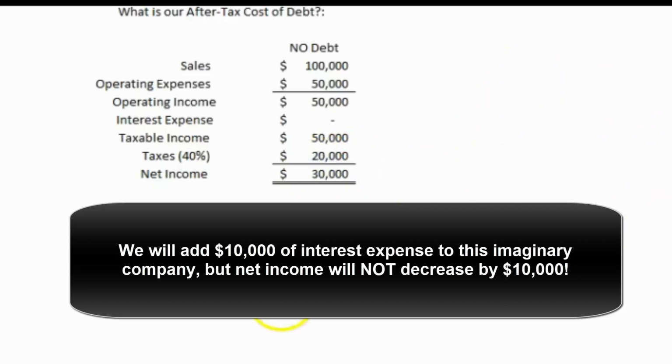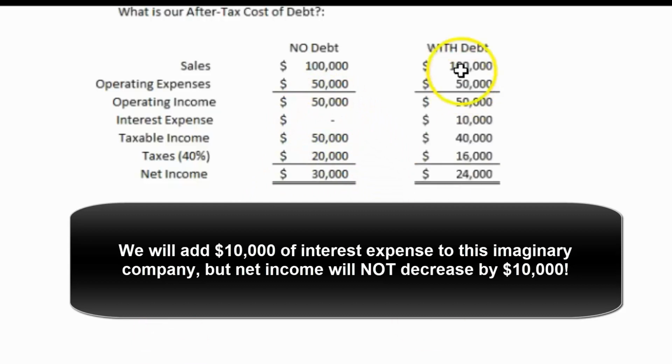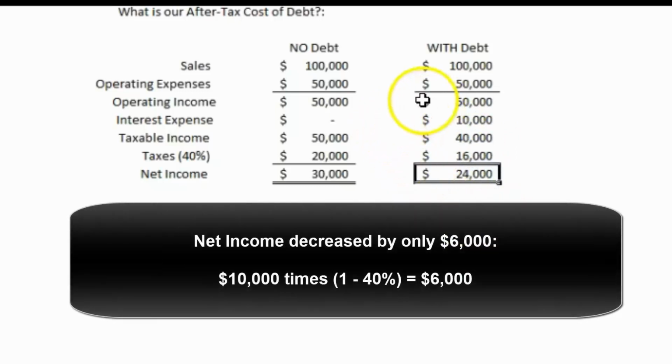So now, let's take that same company and layer on $10,000 worth of interest expense. And I assure you that this net income will not go down to $20,000. It will not decrease by the full amount of that interest expense. Same sales, same operating expenses, same operating income. But here's that $10,000 of interest expense. That takes our taxable income down to $40,000. 40,000 times 40% is 16,000. 40,000 minus 16,000 is 24,000. So even though we added $10,000 worth of interest expense, the net income only went down by 60% of that, or $6,000.